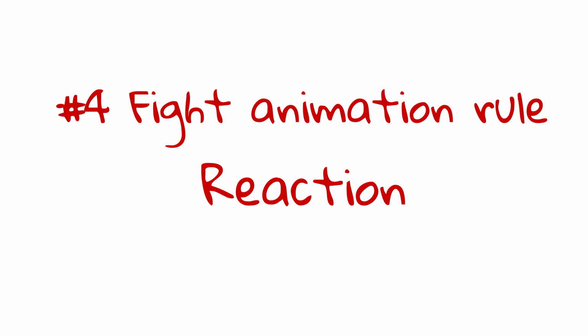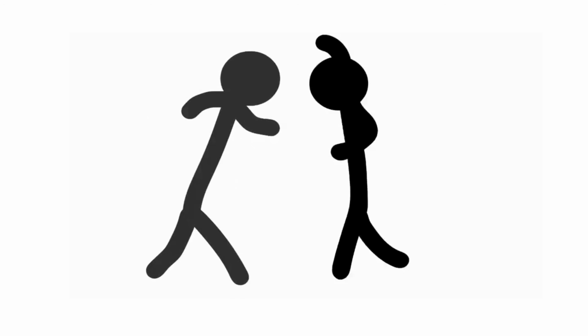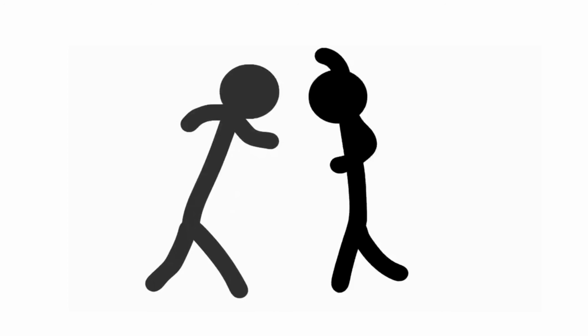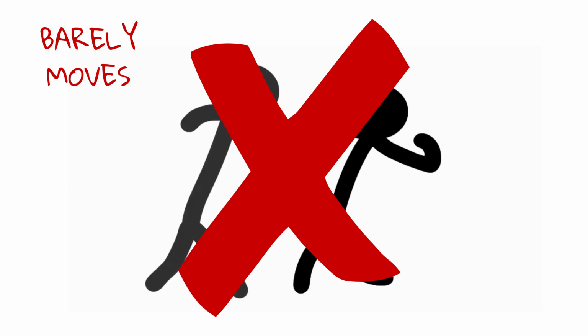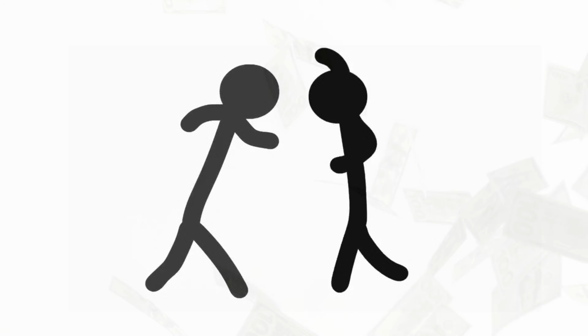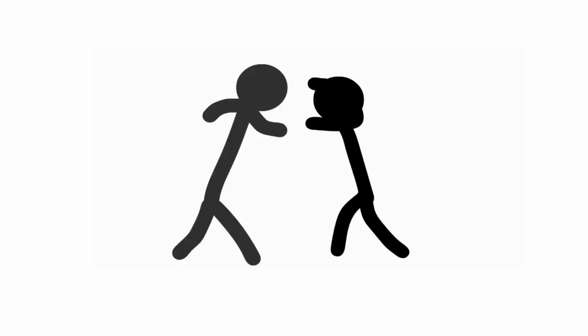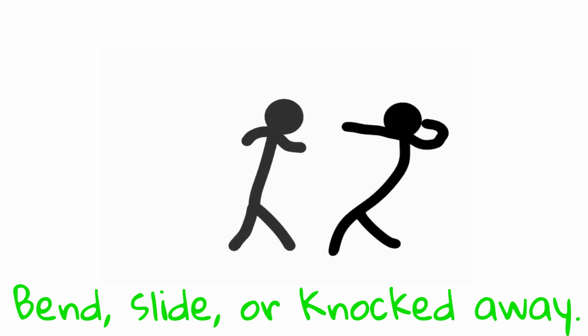Fight animation rule number 4. Reaction. A hit is only as strong as the reaction after it. If one character punches another character and the other character barely moves, the punch instantly feels weak. You see, the reaction sells the power. If the hit is light, the head might snap back a little. If the hit is really strong, the whole body might bend, slide, or get knocked away.